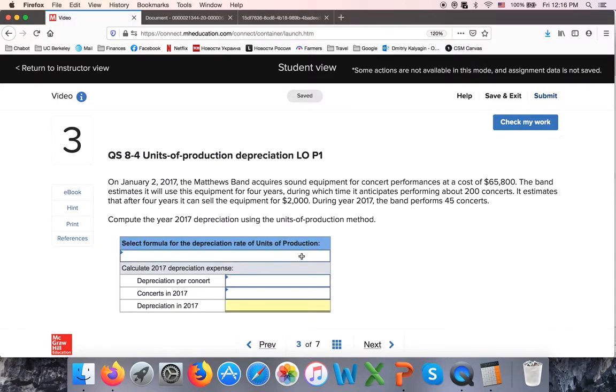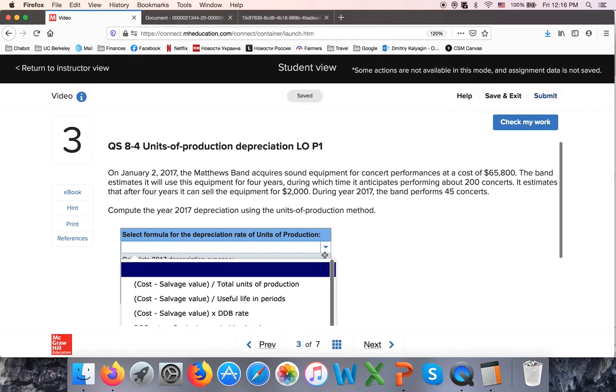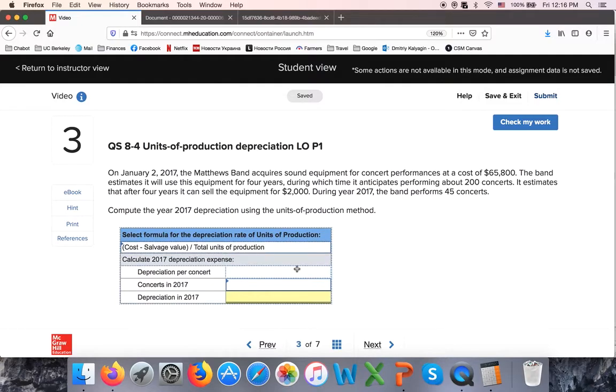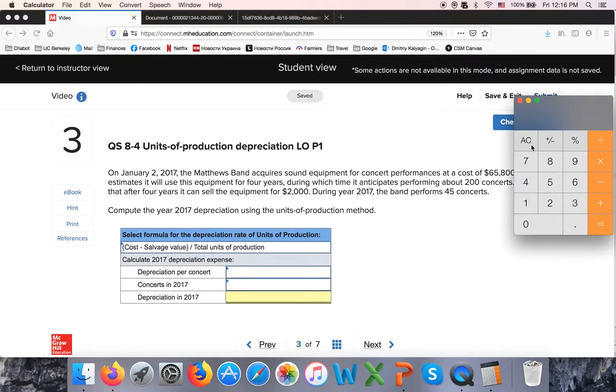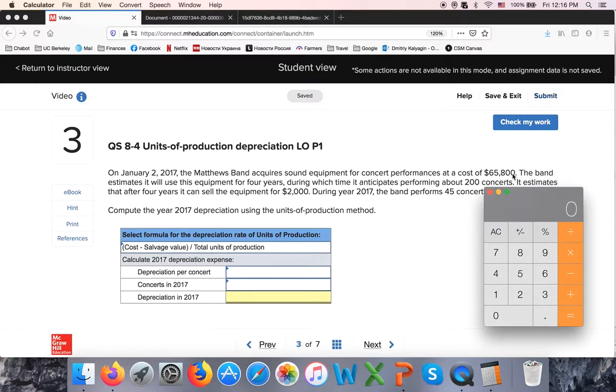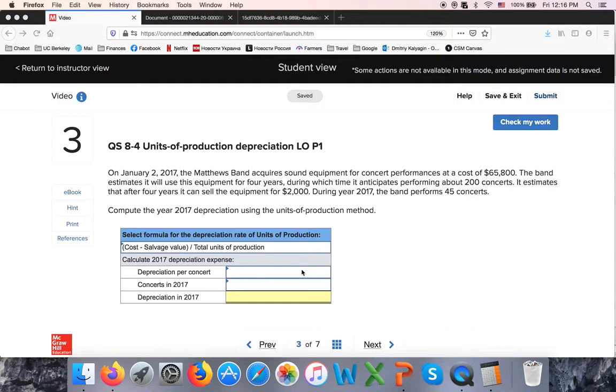Now in quick study 8-4, we're going to use the same data, but now we're going to use units of production. So the formula for the depreciation rate per unit, first step, is cost minus salvage value divided by total units of production. So depreciation per concert then, let me go right here. So I'm going to take cost 65,800 minus salvage value. We already calculated, it's $63,800, and we're going to divide it by the total number of concerts we anticipate. So depreciation per concert then is $319.